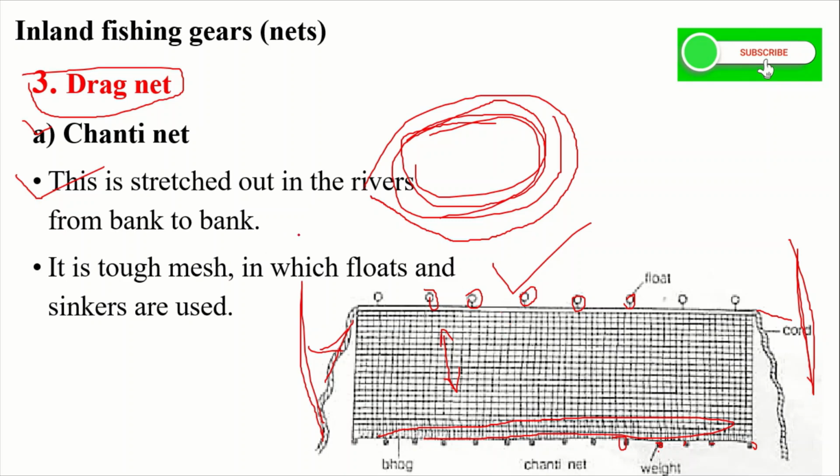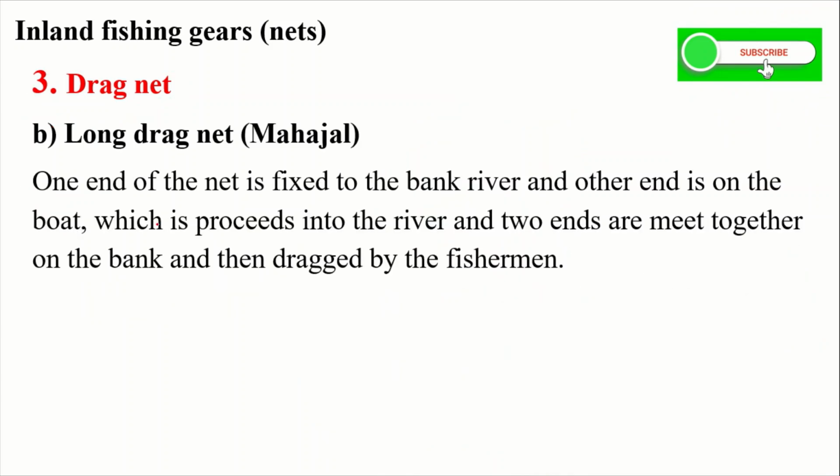Now the second type of drag net is called the long drag net, also called mahajal. The long drag net or mahajal is used in rivers where the water current is strong enough. In that area where the current is strong, this type of long drag net is used. The net is proceeded into the river in an elliptical path and returns to the place from where the net was started spreading.